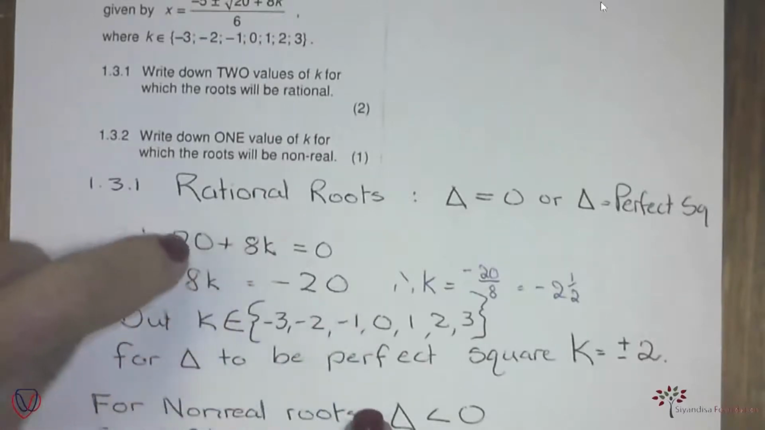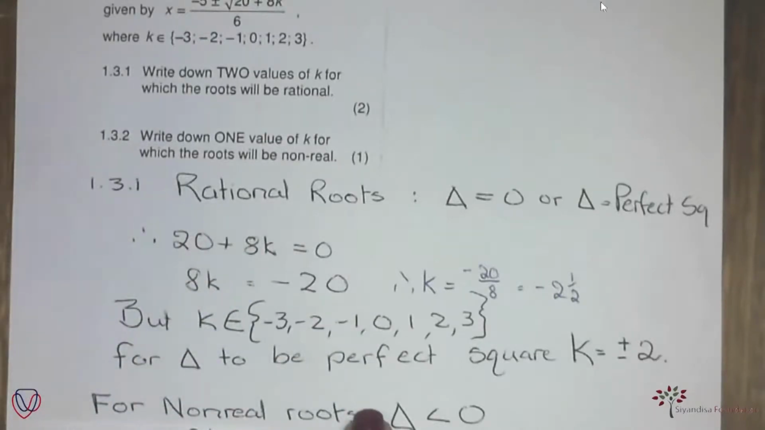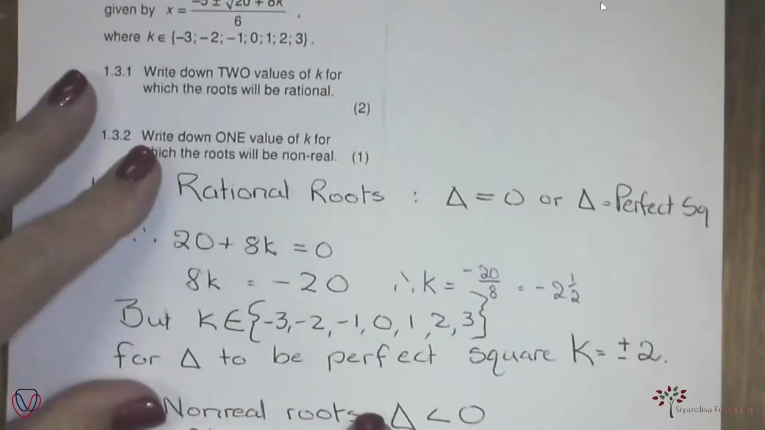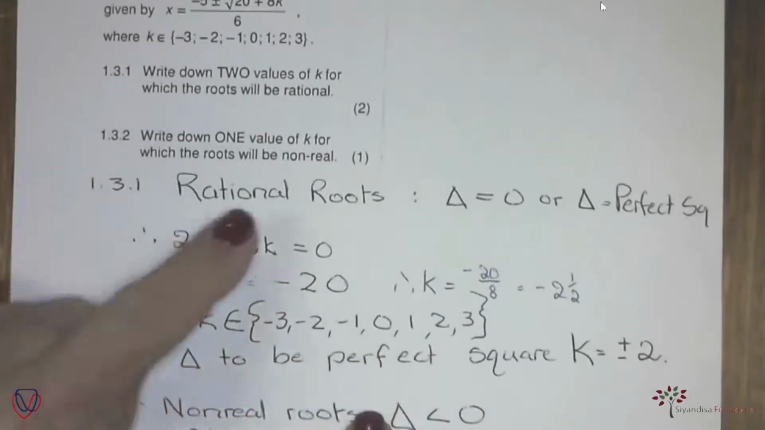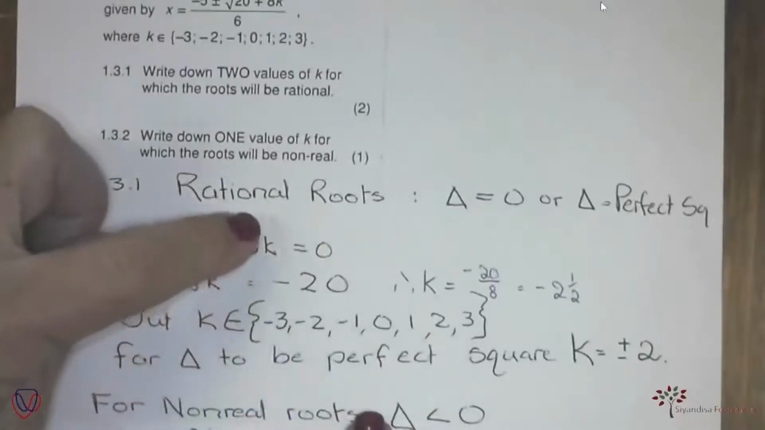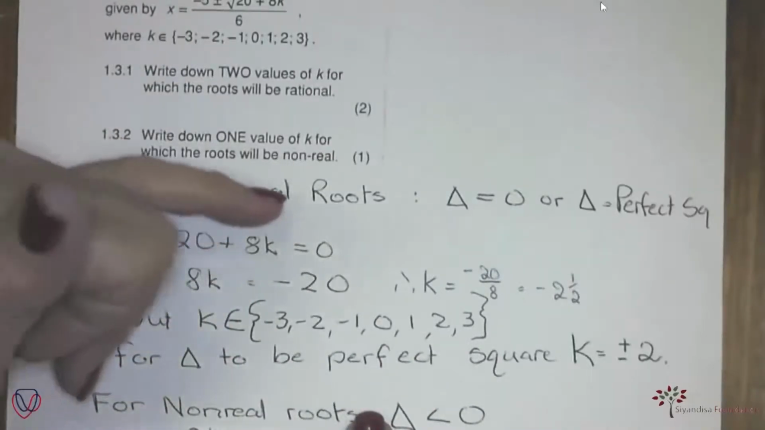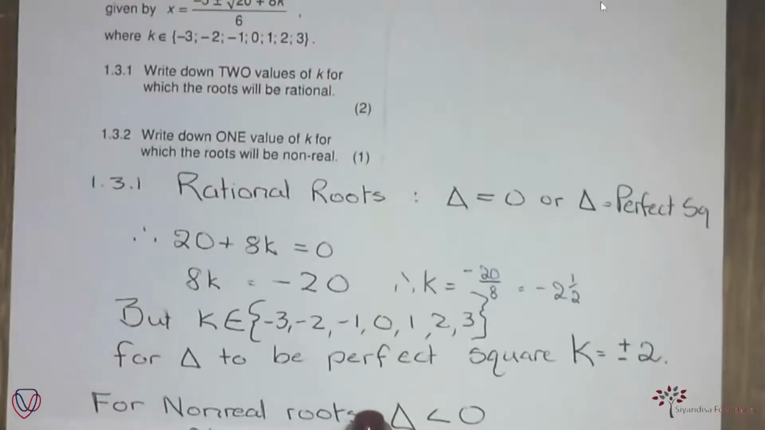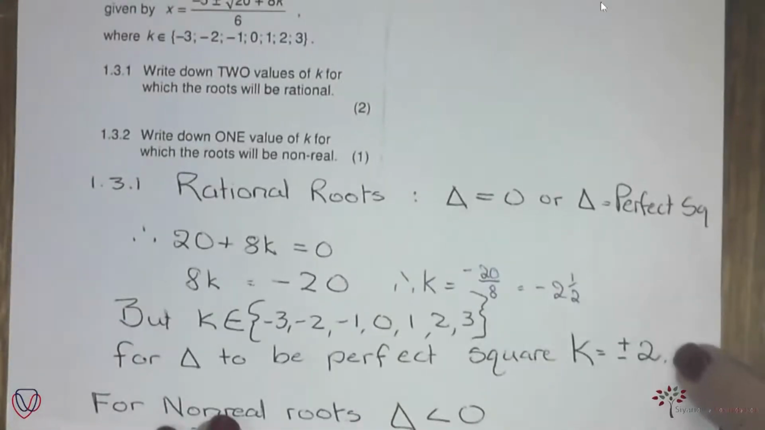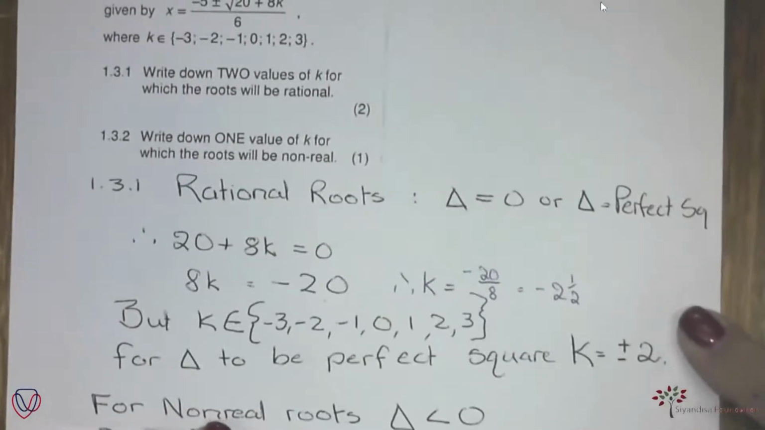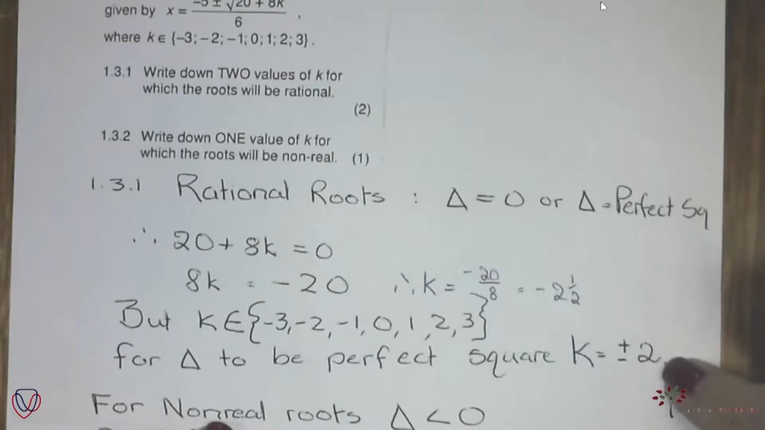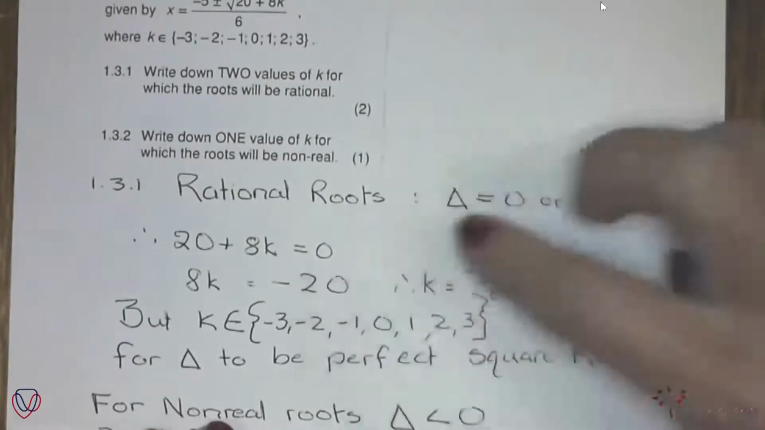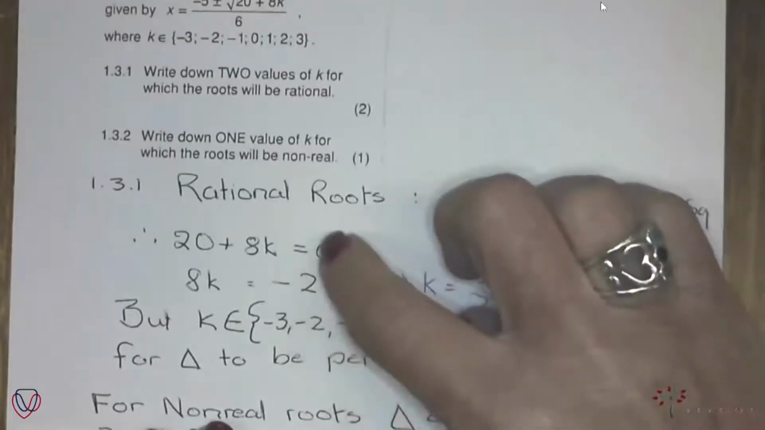Negative 1 in there. 20 minus 8 is 12. Is that a perfect square? No. So that is out. 0, is 20 a perfect square? No. 1, 12 is not a perfect square. Put 2 in there. 8 times 2 is 16. 20 plus 16. How much is that? 36. Is that a perfect square? Yes. So people, the two values that we will be able to use here is plus or minus 2. From that one, you're going to round down to 2, because we can't use the 3, then it will not be equal to 0.